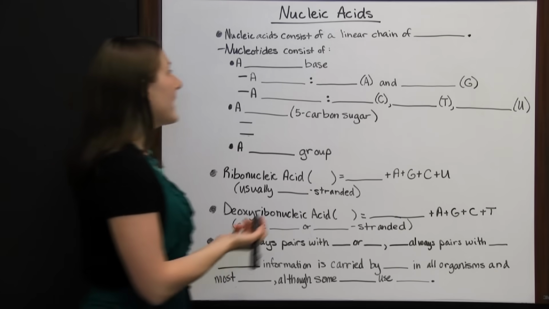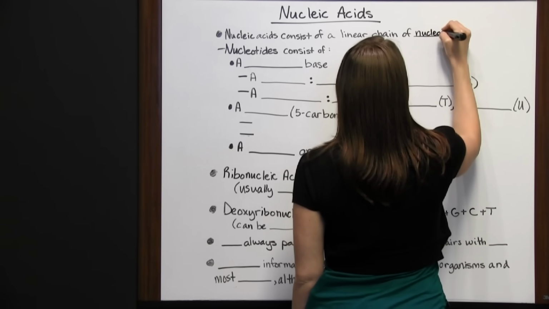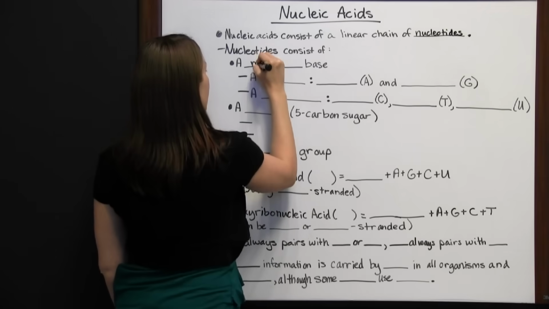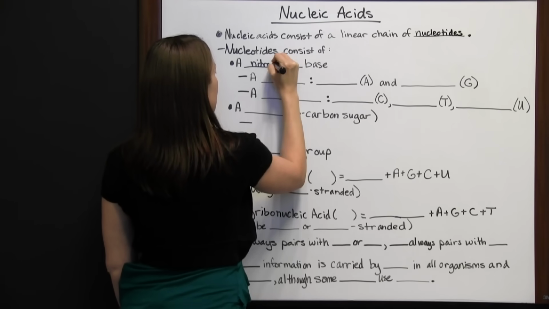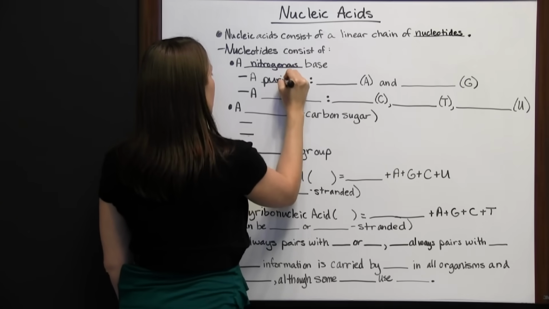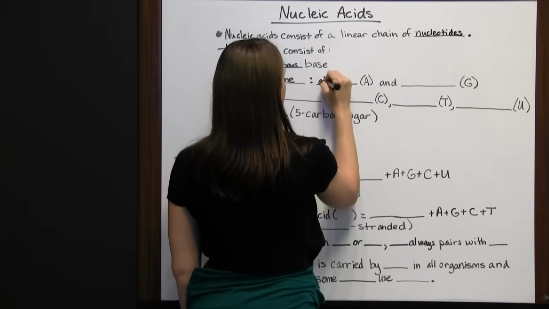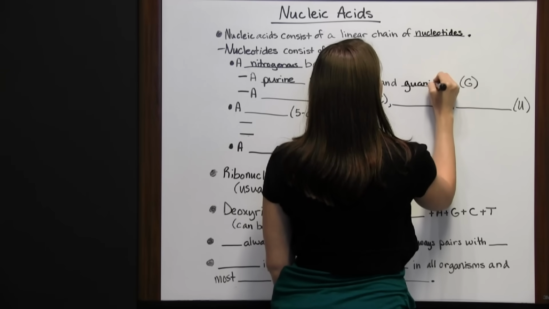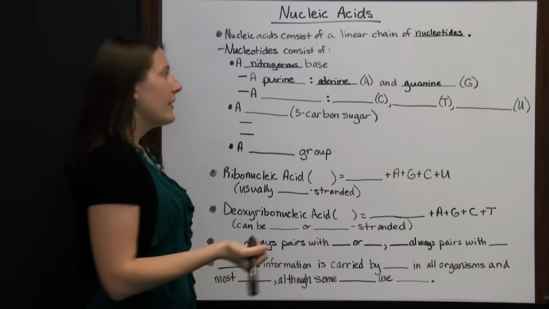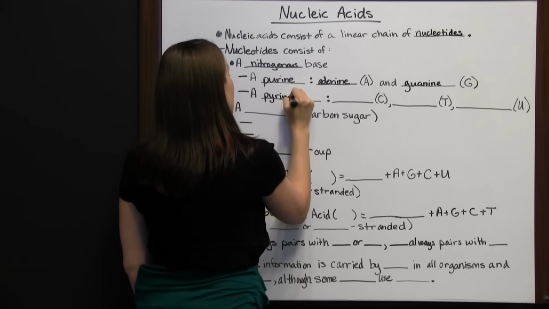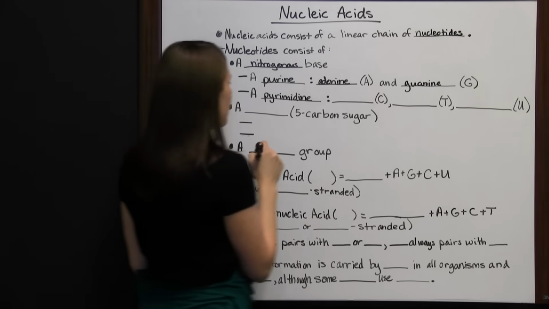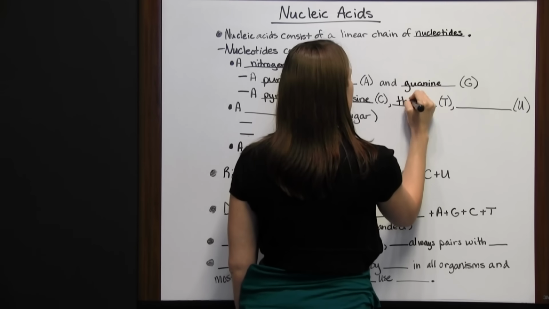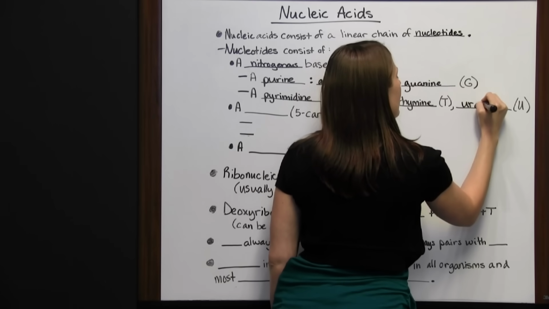Nucleic acids. Nucleic acids consist of a linear chain of nucleotides. So that leads us to ask, what is a nucleotide? Well, a nucleotide is going to consist of a nitrogenous base, which could be a purine, such as adenine, which is usually abbreviated with A, and guanine, which is usually abbreviated with G. Another type of nitrogenous base is a pyrimidine, and those would be cytosine, thymine, and uracil.